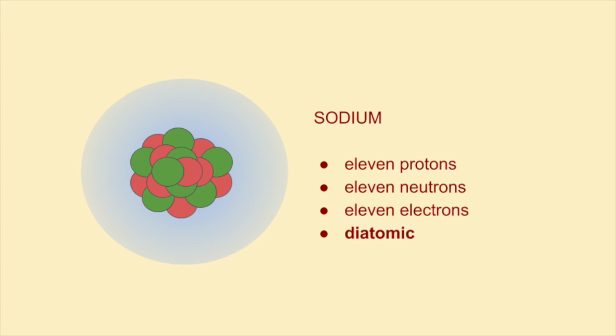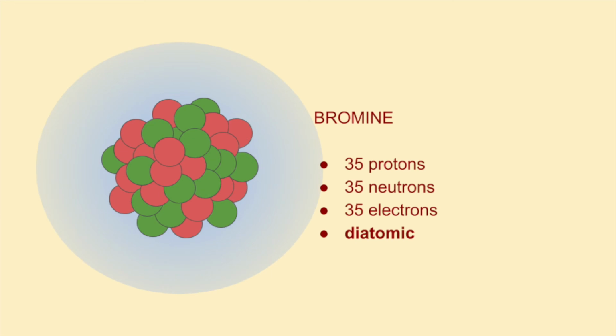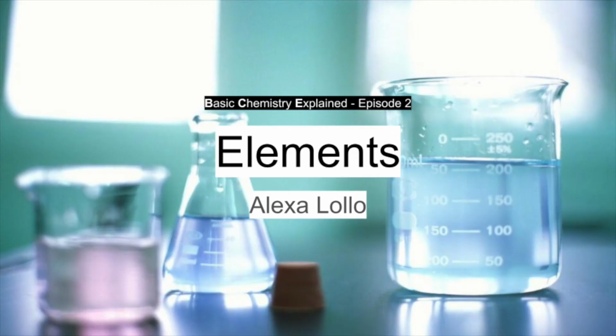Then we have dear sodium, which is 11 of everything and diatomic. Then we have dear chlorine, which has 17 of everything, and it's diatomic. Then we have bromine, which has 35 of everything, and is diatomic. And last but not least, we have iodine, which has 53 of everything, and guess what? It's diatomic as well. No, most elements are not diatomic, but these are pretty important, and that's why I listed them. We will see more of them in future videos.